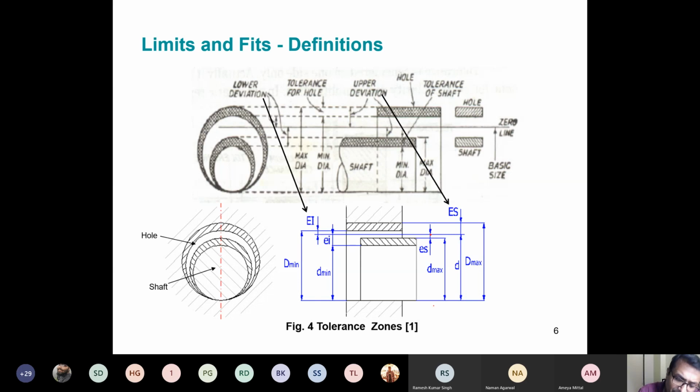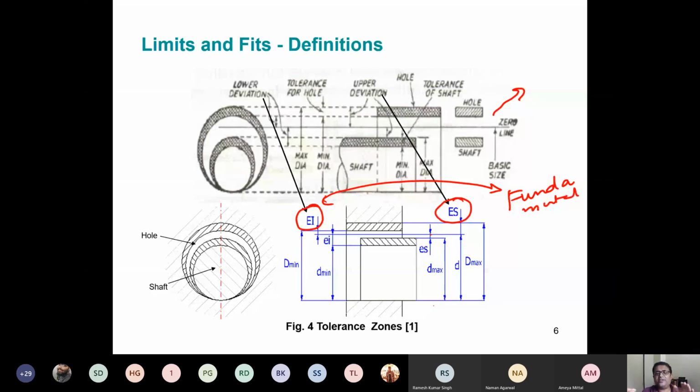So deviation from the zero line, like ES or EI, they will be called fundamental deviation. I'll tell you what fundamental deviation means, because that is the deviation which I'm looking for in a standard. So there are standards, and these standards identify either capital EI or capital ES in case of hole based system, or small EI and small ES in shaft based system.